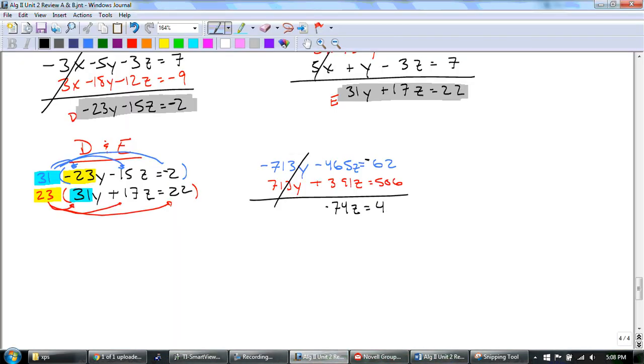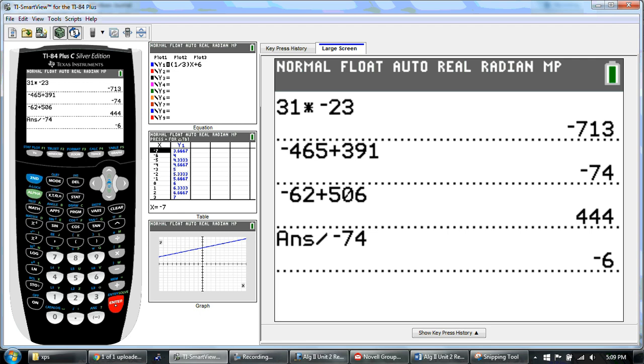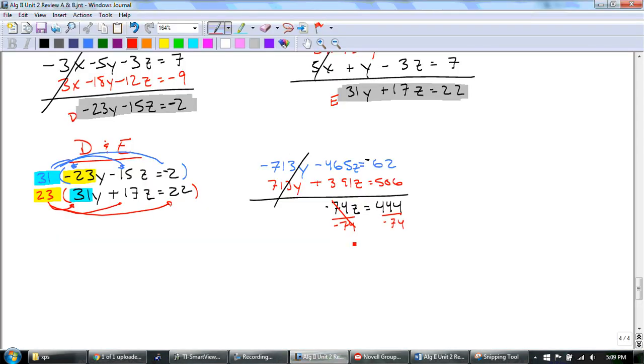And you're like, oh man, there's no way this is going to work out. I'm going to divide by negative 74. These numbers are too big. Oh, that was nice. z equals -6. Sweet.